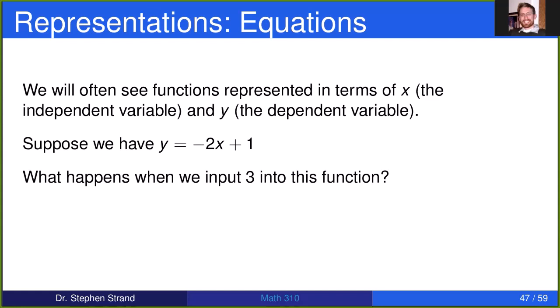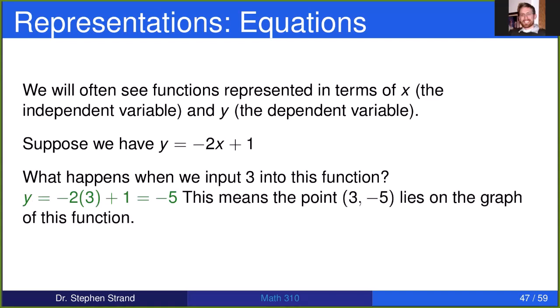One of the things we could ask is, what happens when we input 3 into this function? I'd invite you to pause the video, take a minute, and give that a try. So what we're going to do is replace x, or substitute, with the value of 3. We want to know what's the output when we do that, or what value does y have? If we plug in 3, we get negative 2 times 3, which gives us negative 6. And then we add 1 to that, and we come out with negative 5. What that means is the point (3, negative 5) lies on the graph of this function, or another way to think about it is that 3 and negative 5 are an input-output pair.